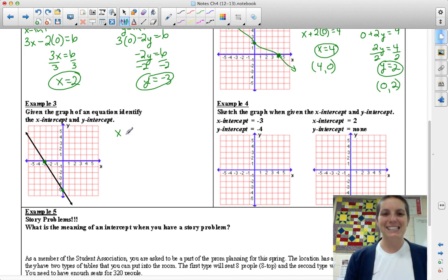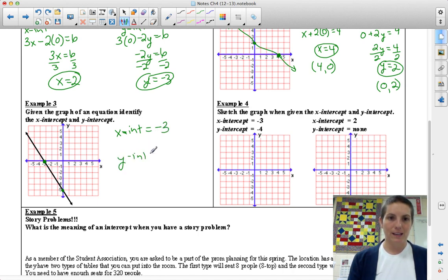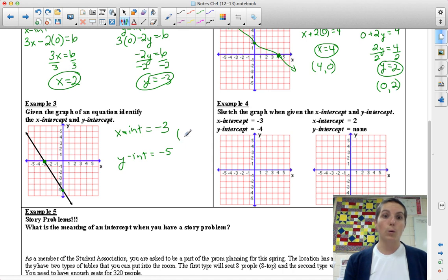So we have that x-intercept. Oops, x-intercept, that's a dash, is at -3. And my y-intercept is at -5. If you listed those as points, that would be okay as well. Or if they forced you to use points, make sure you're ready for that too.